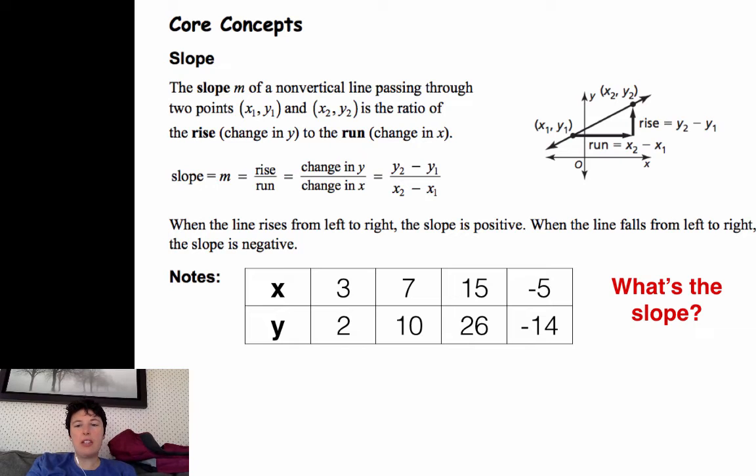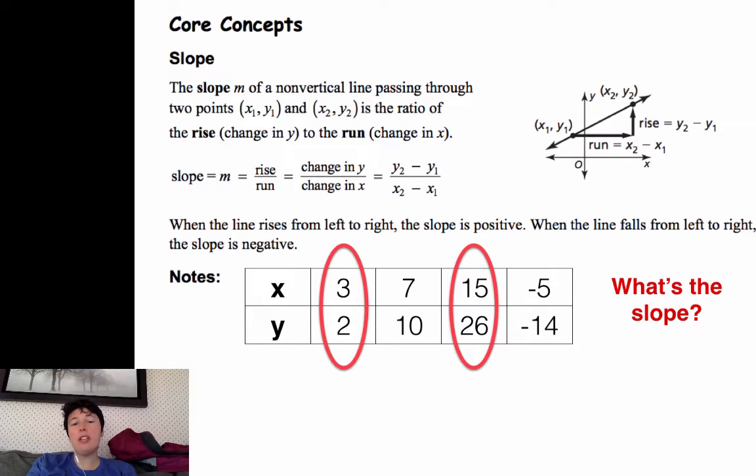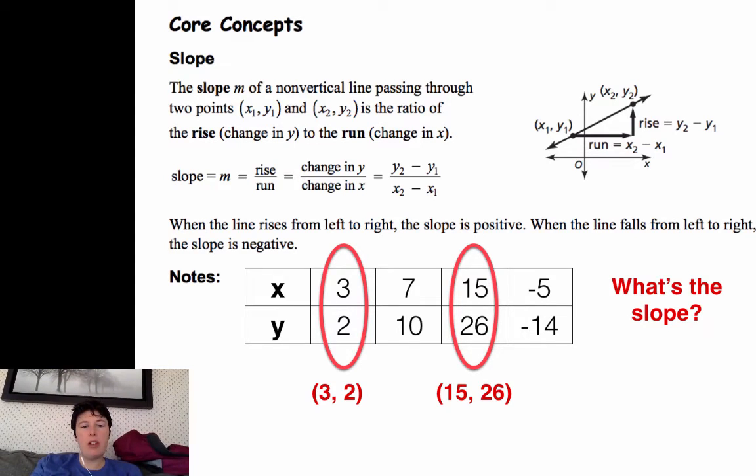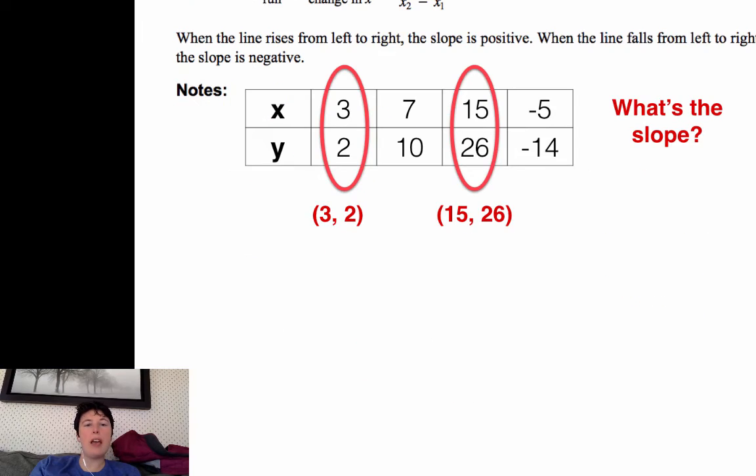Well, here's a strategy. What's the slope? Well, here's what I'm going to do. I'm going to pick 2 points in the table. Any 2 points that I want. I'm circling 3, 2, and 15 and 26. But I could have circled 7, 10, and negative 5 and negative 14. It doesn't matter. What I am going to do, though, is think of them as 2 coordinate points. So if I was to plot the graph, I would have a point at 3, 2, and way out at 15 and 26. And I know if I wanted the slope of the line, I would have to find what we call delta y and delta x.